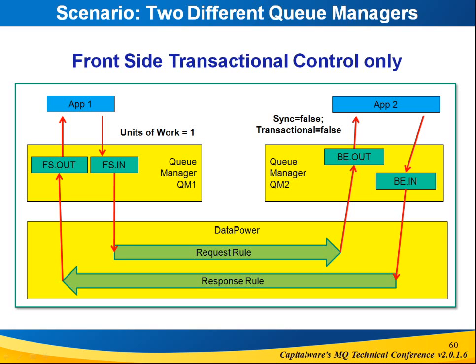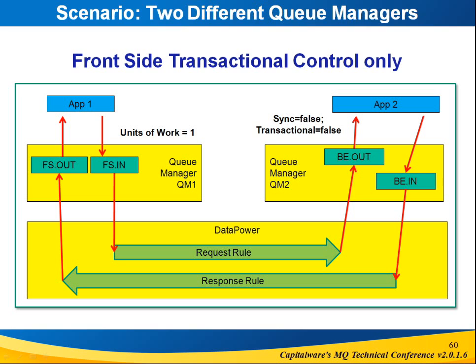Now what happens if we turn on syncpoint on the frontside handler only? In other words, we have units of work equals 1 on the queue manager connection object. So in this case what happens is that the action of getting the message from fs.in by the frontside handler will start a new unit of work.